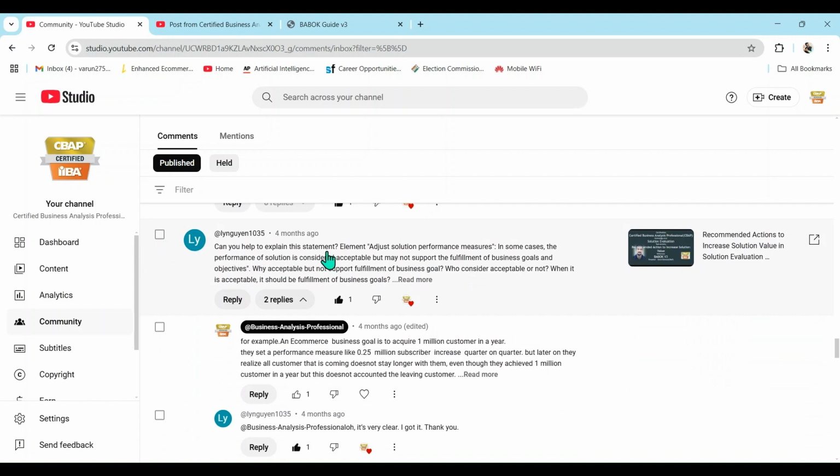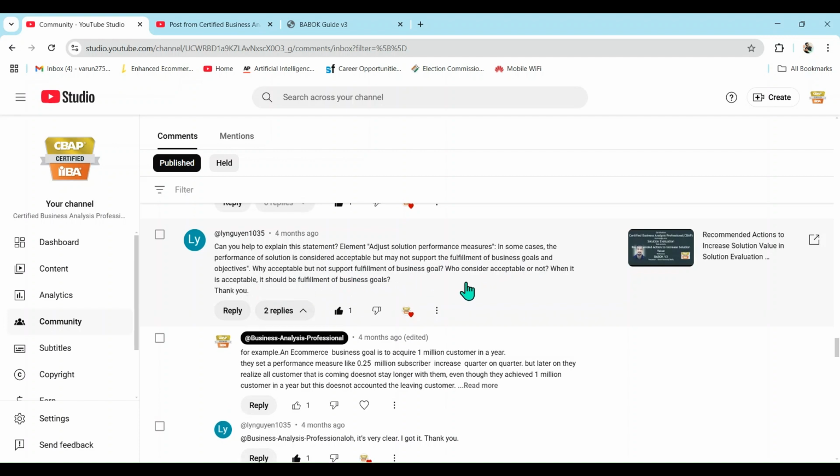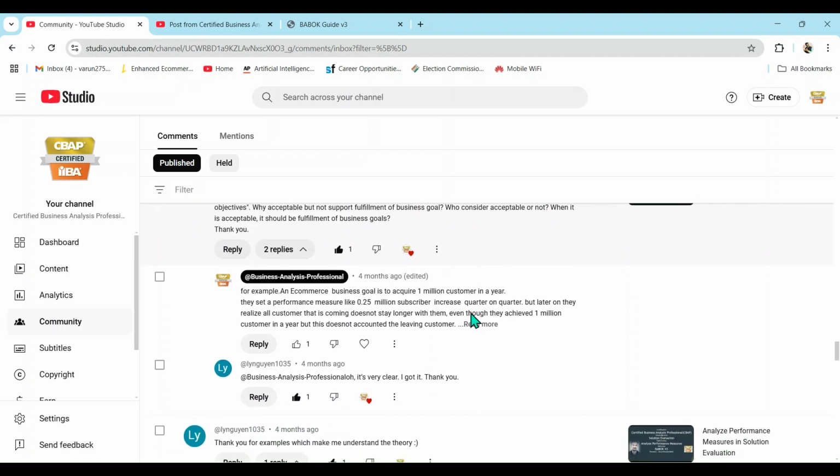Can you help to explain this statement? Elements adjust solution performance measures. In some cases, the performance of a solution is considered acceptable but may not support the fulfillment of business goals and objectives. Why acceptable but not support fulfillment of business goals? Who considers it acceptable or not? When it is acceptable, it should be fulfilling business goals.